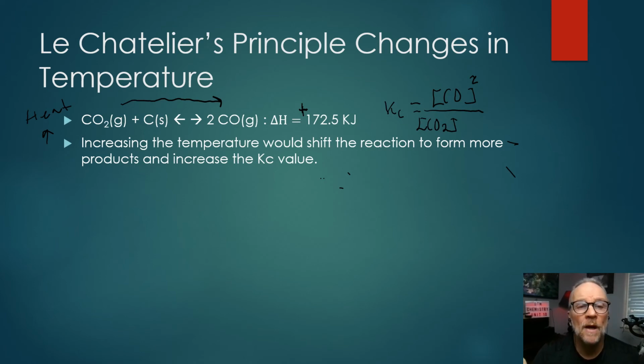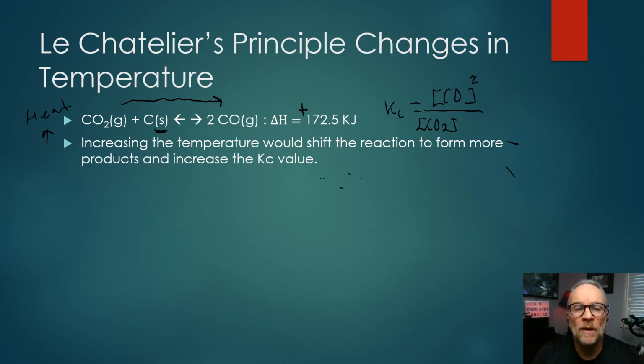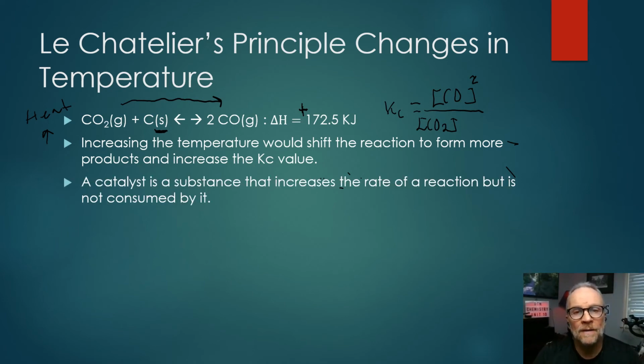Okay, and of course here I almost wrote the carbon down, but remember we ignore the solid in the equilibrium expression. So since we're shifting toward the products, Kc is going to go up. All right, and so of course the reverse would be true there as well. If you decrease the temperature, it would shift toward the reactant side and Kc would go down.